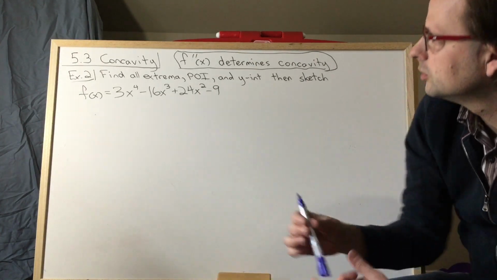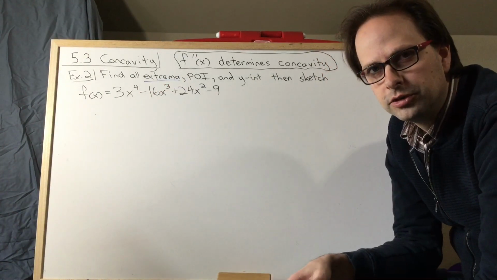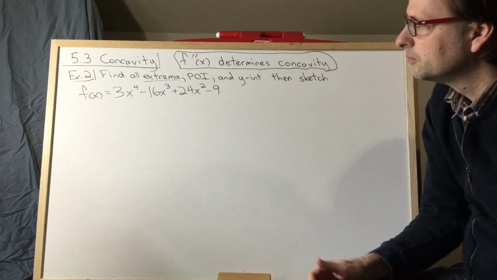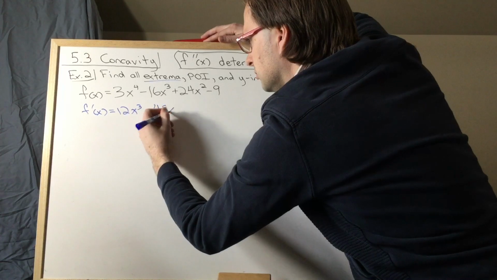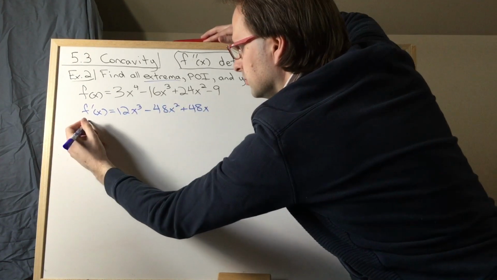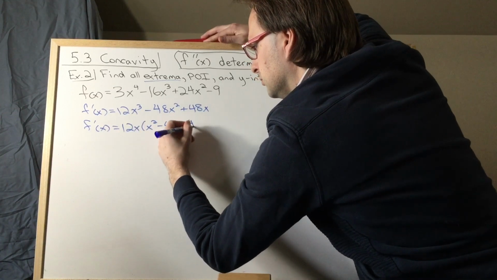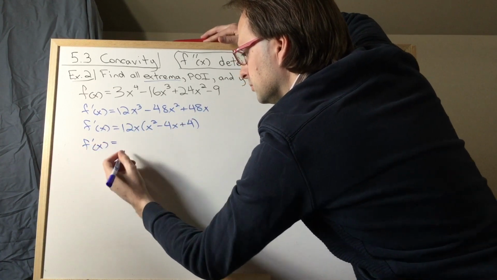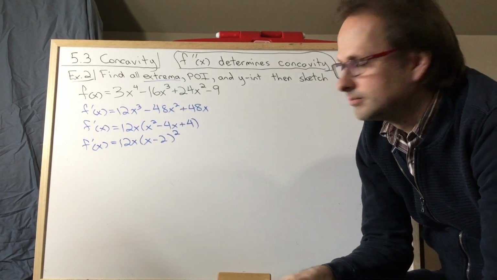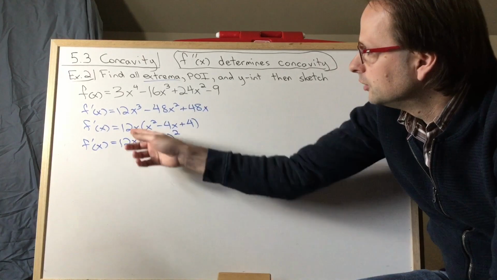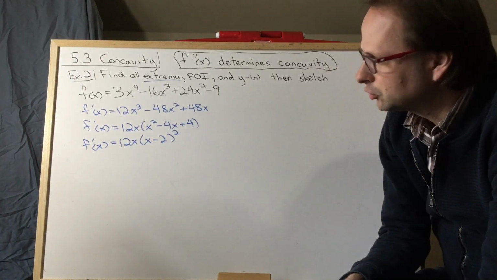So I'll start with the extrema. Maybe I'll do that in blue. First thing I'll need to do is find the first derivative, and I'll just do that quickly. Okay, there's the first derivative. I took out a greatest common factor, and then I factored the short trinomial. It was a perfect square.